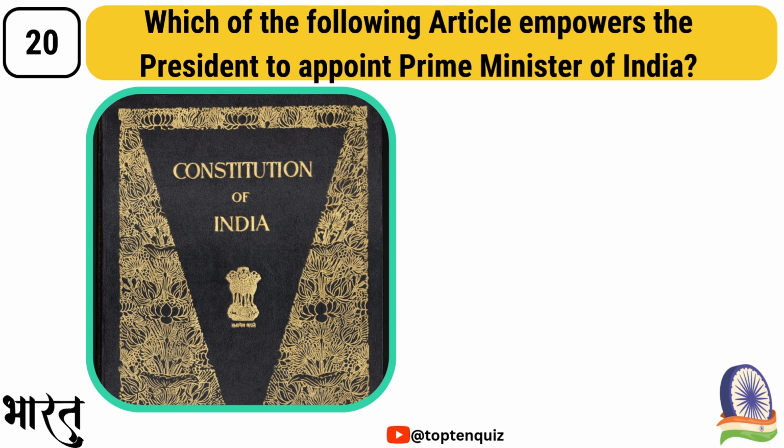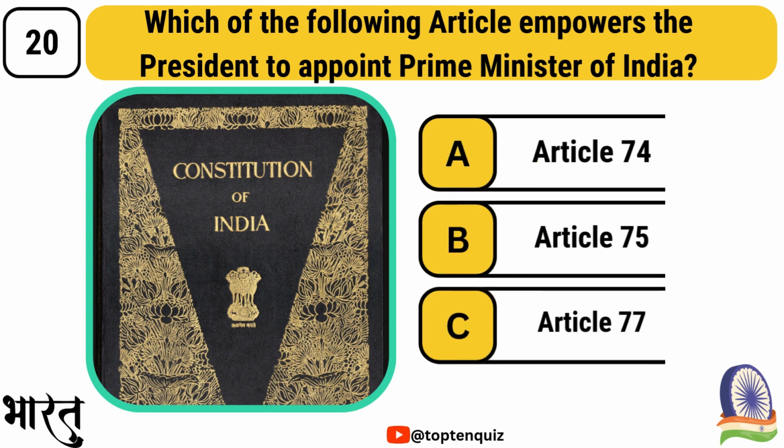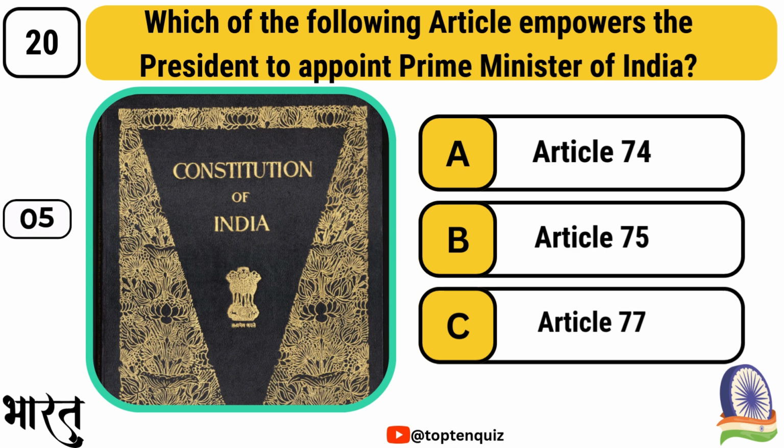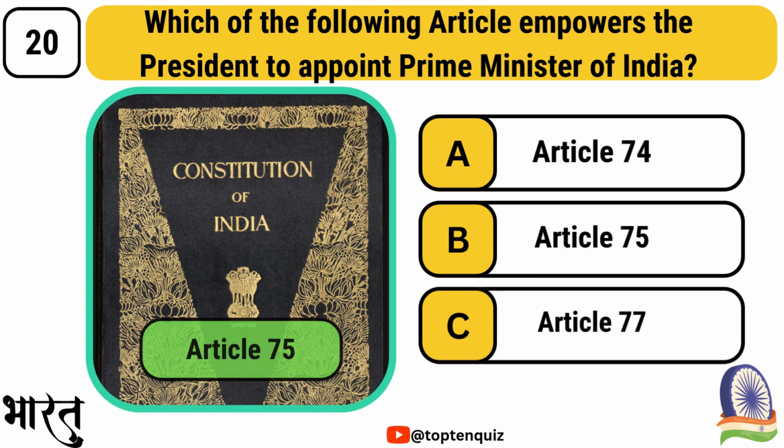Which of the following articles empowers the President to appoint the Prime Minister of India? Article 74, Article 75, and Article 77. The answer is Article 75.